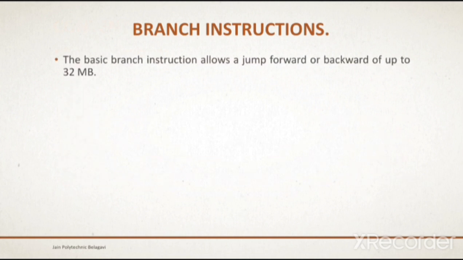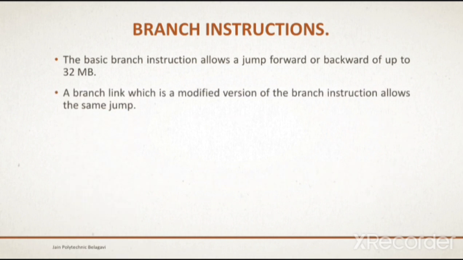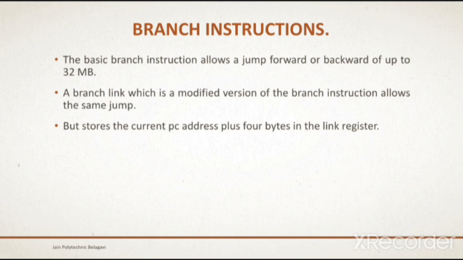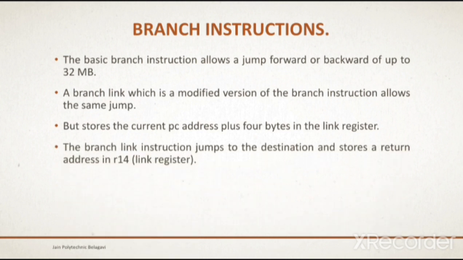Branch instructions. The basic branch instruction allows a jump forward or backward up to 32 MB. A branch link, which is a modified version of the branch instruction, allows the same jump but stores the current PC, that is program counter address, plus 4 bytes in the link register. The branch link instruction jumps to the destination and stores a return address in R14, the link register.